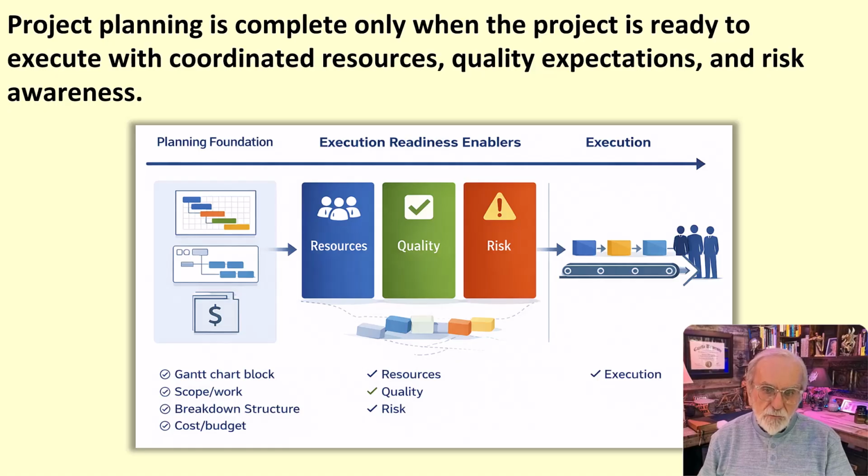Quality planning defines what good looks like. It establishes the standards, acceptance criteria, and expectations that determine whether the deliverables meet stakeholder needs. Without this clarity, teams may complete work that does not fully satisfy the project objectives. Risk planning addresses uncertainty. All projects operate with some level of unknowns, and identifying risk early allows the team to prepare responses rather than react to problems after they occur.